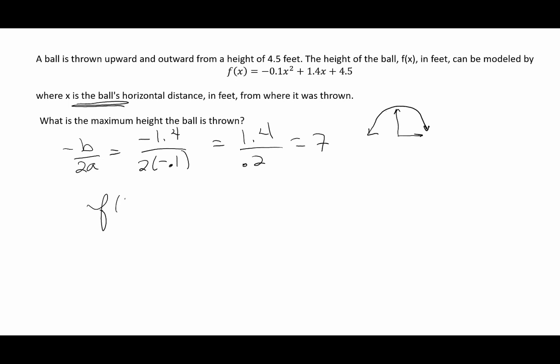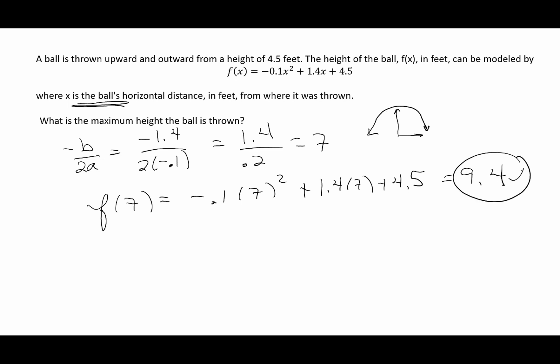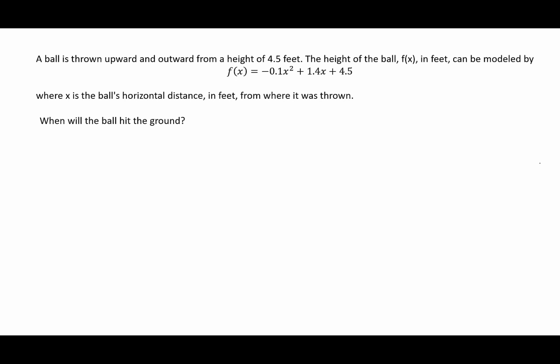Now we're going to find f of 7. This is negative 0.1 times 7 squared plus 1.4 times 7 plus 4.5. This gives me 9.4. So the maximum height of this ball is 9.4 feet. Same problem, let's just answer another question. It says, when will the ball hit the ground?